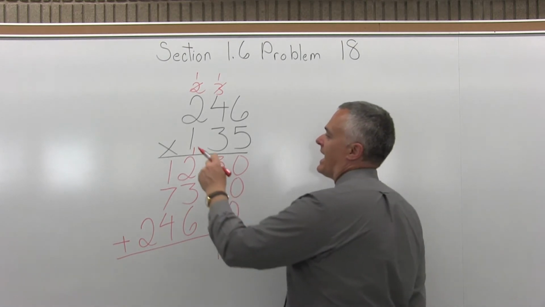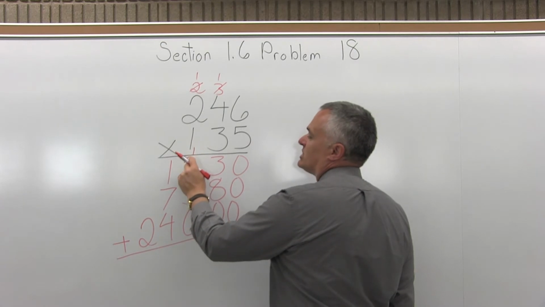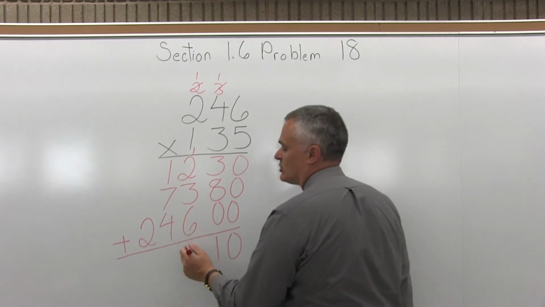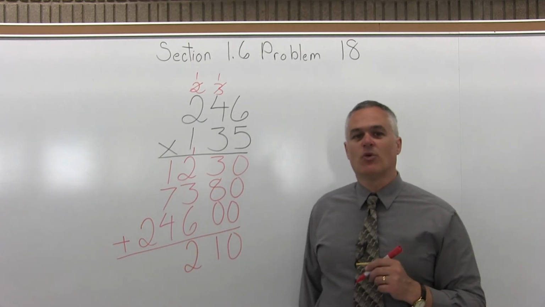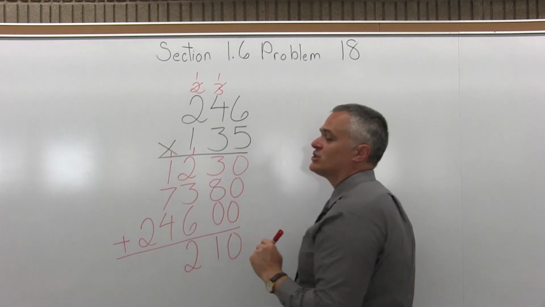And now I'm going to add 1 plus 2 plus 3 plus 6. So 1 plus 2 is 3. 3 plus 3 more is 6. 6 plus another 6 is 12. And again, I'll have to carry. I put the 2 from the 12 under the column where I'm working. I carry the 1 from the 12 to the top of the next column.